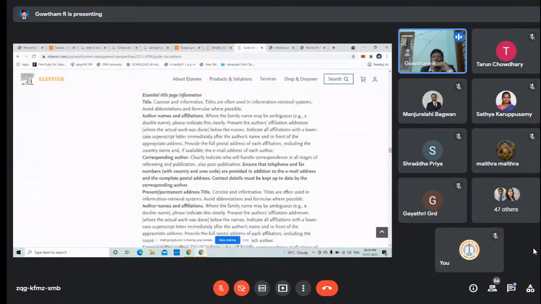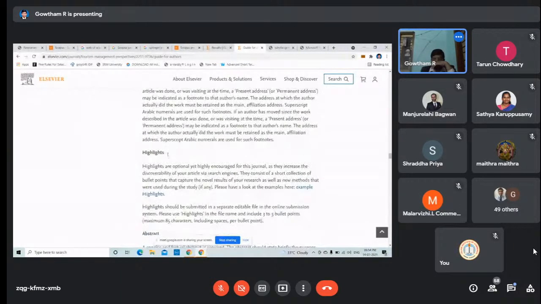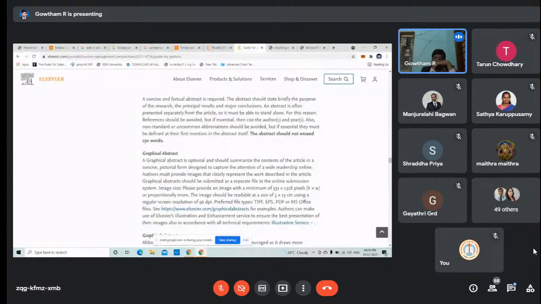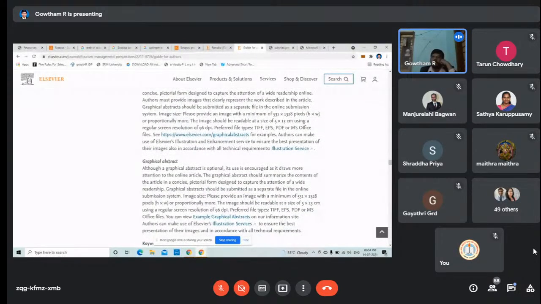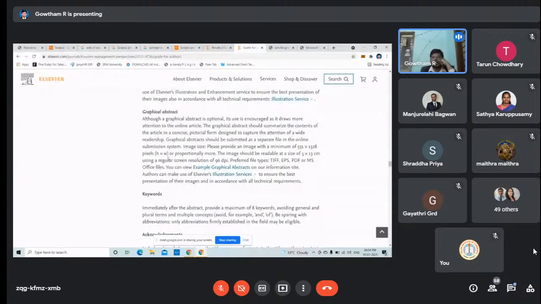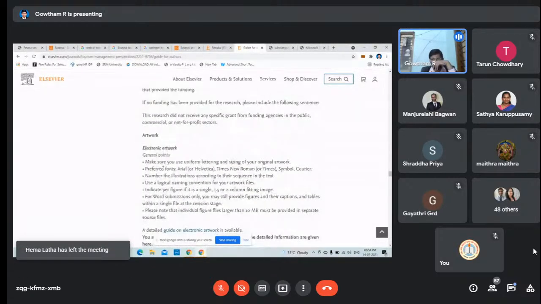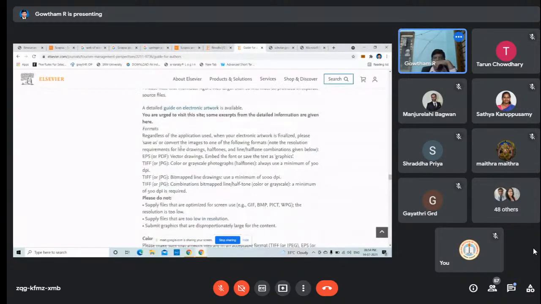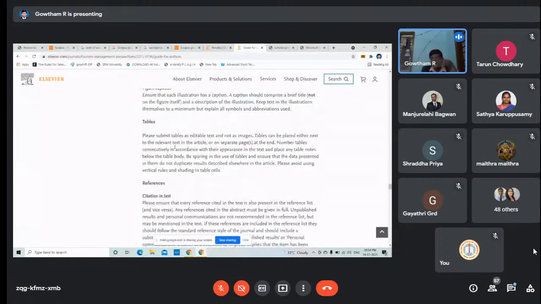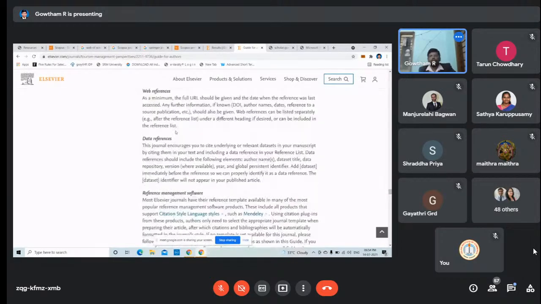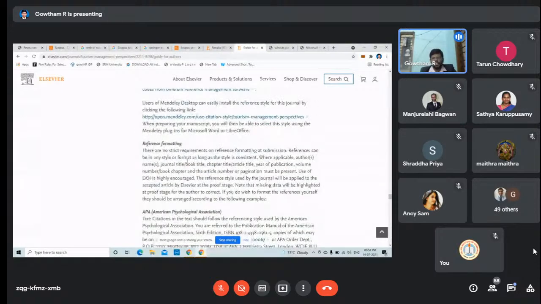And essential information, which will be the title, author page, corresponding author details, right? Then highlights, abstract should be there. If it's going to be a graphical abstract, how it has to be presented, especially in sciences and mathematics, they will go for graphical abstract rather than wording, keywords, acknowledgements, footnotes. So all the guidelines, if it's going to be electronic artwork, see, everything is there. So I think you have to read all these journals, they have separate guidelines available for you. So how to cite the references, everything is given here.